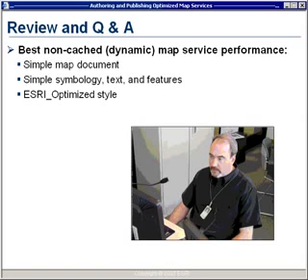So for best dynamic map service performance, keep the map document simple. Remove extraneous information. Use simple symbology, text, and features. Use the ESRI optimized style. In general, you can think about this principle. If it draws slowly in ArcMap, the map service will perform slowly too. Now, you do not have to compromise your advanced cartography for a map service. You can create a cached service, as we will see shortly.